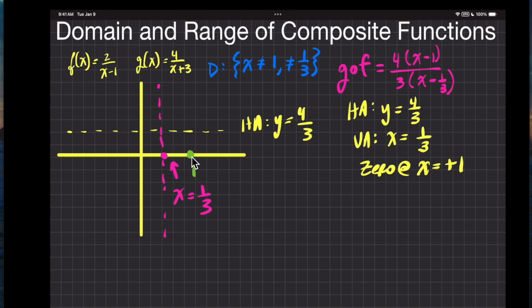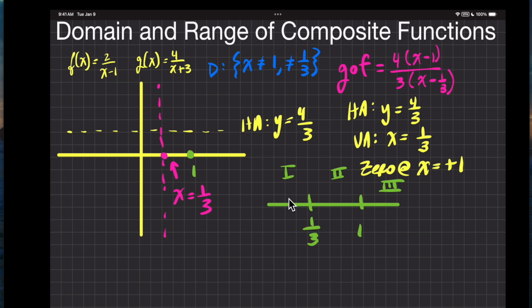Next thing we're going to do, folks, is a sign analysis. We're going to create a little number line here with 3 critical points. The critical points are always going to be your vertical asymptotes, which in this case is 1/3, and any zeros you might have. We're going to create 3 zones, zone 1, 2, and 3, and we're going to put representative values of x into our function to determine what the sign is.